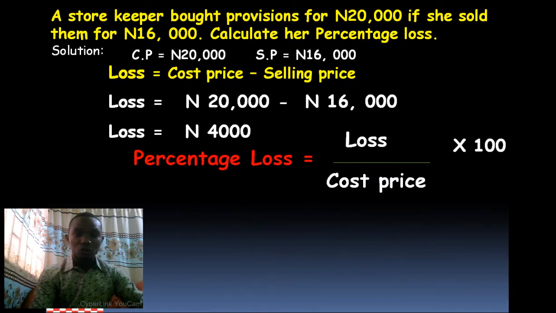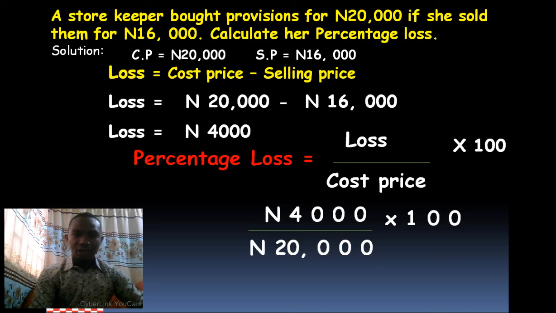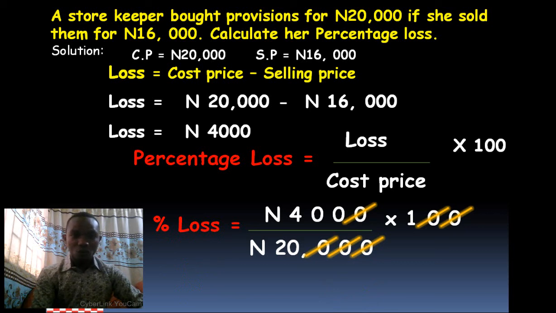Percentage loss is equal to loss over cost price times 100 over 1, right? Then you have 4,000 naira divided by 20,000 naira, which is the cost price, times 100 over 1, right? Then we can now start cutting your zeros. We have 0 cancel 0, 0 cancel 0, 0 cancel the 0 here. Then we have 400 naira left over 20 naira.